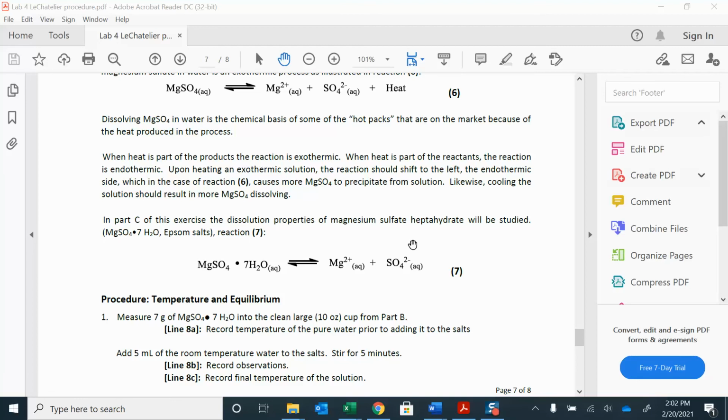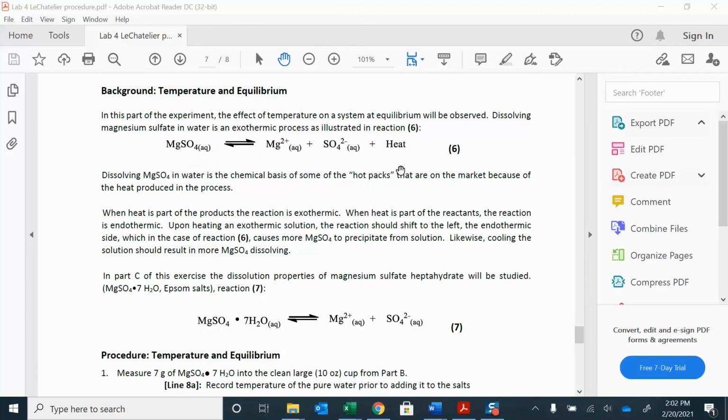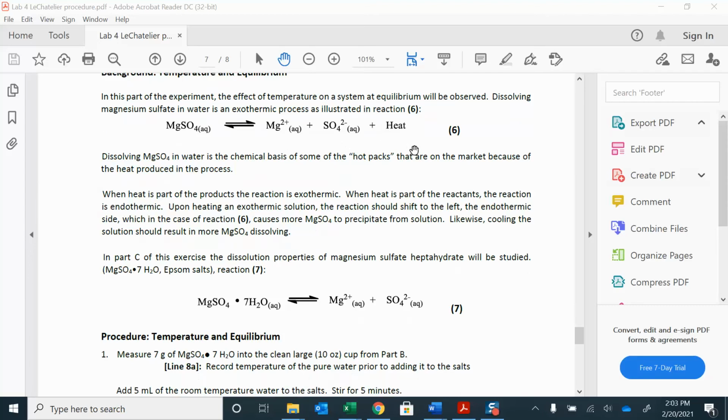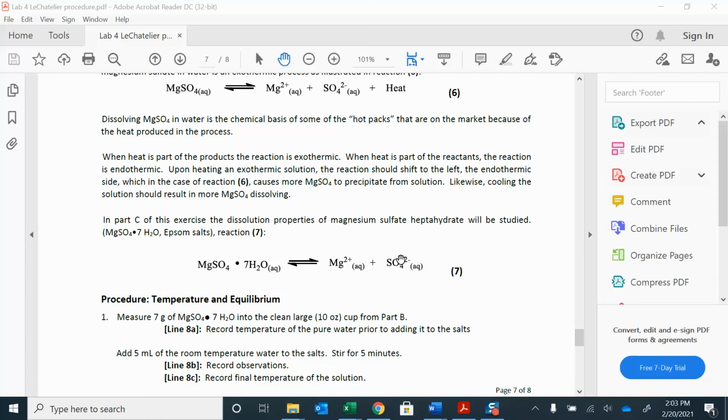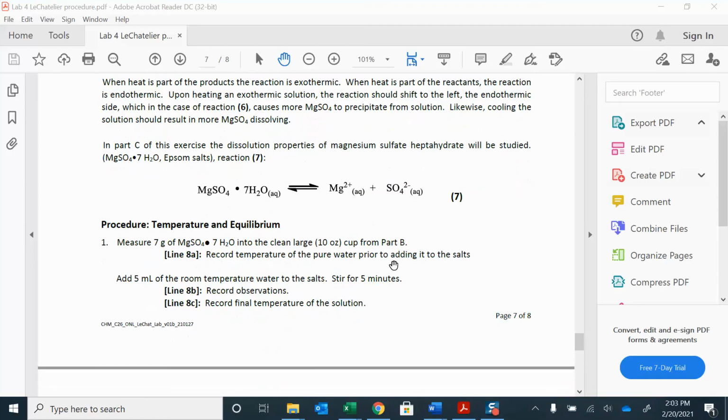So think about, is this endothermic? Is it exothermic? So up here, right, we had heat. This was exothermic. So if I increase the heat, if I increase the temperature, I'm going to see the reaction shift towards the reactant side. If I lower the temperature, I remove that heat, I'm going to see the reaction shift towards the product side. Does the same thing happen over here? Well, that's what you're going to find out.